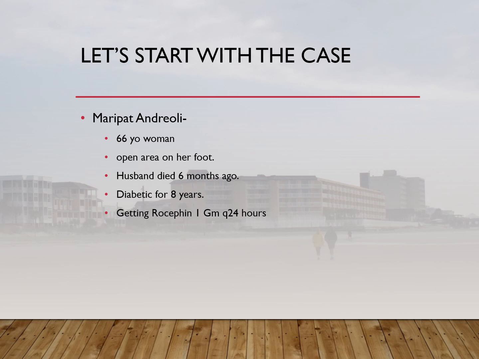And so MARIPAT is 66. Why is that important? Well, she probably has Medicare. She's probably less worried about paying for these things than somebody who was 62 or 63. She's diabetic. She's going to have a harder time healing and a harder time fighting off infections. So we're also going to try to get her diabetes under good control so she can fight off the infection. Her husband died 6 months ago, so she's got some stress from that, as well as the fact that she may not have a lot of support at home as far as getting her medications and taking her medications.